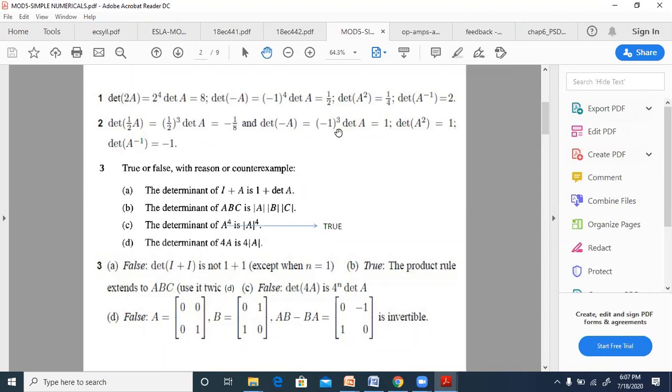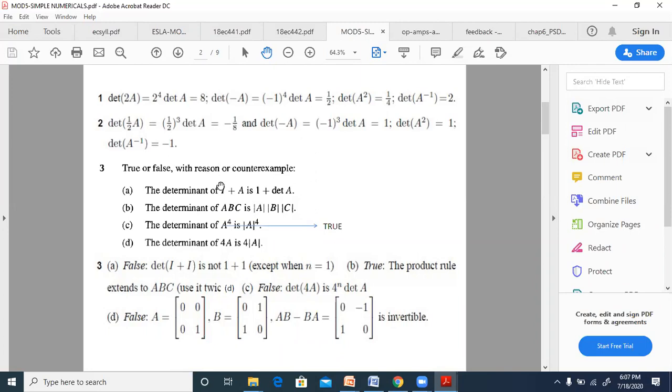Determinant of minus A is minus 1 to the power 3. Because now it's a 3 by 3 matrix, this will become minus 1, and this is minus 1. Minus 1 into minus 1 will become plus 1. Determinant of A square will be determinant of A whole square. Determinant of A is given minus 1. Minus 1 whole square will be 1. Determinant of A inverse is 1 by determinant of A. Determinant of A is minus 1. 1 by minus 1 will give minus 1. So thus we can get all the solutions like this.